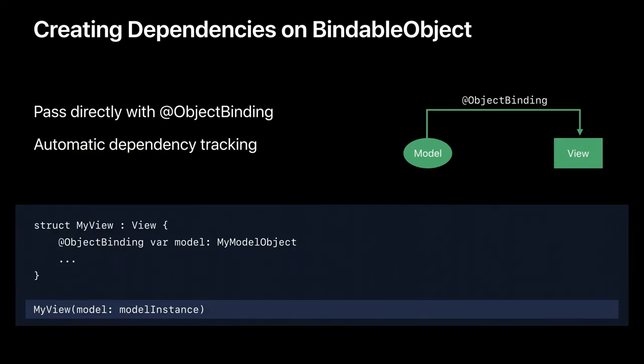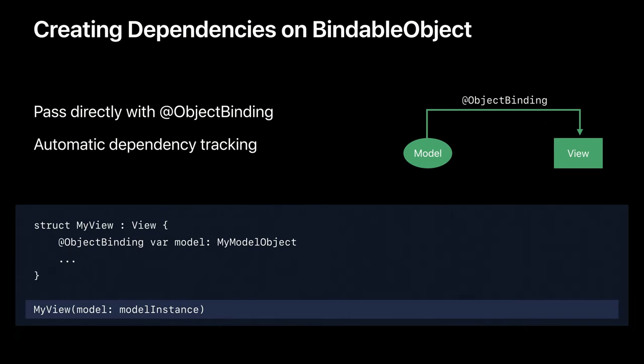So I want to pause and take careful note here. Because views in SwiftUI are value types, anytime you're using a reference type, you should be using the object binding property wrapper. This way, the framework will know when that data changes and can keep your view hierarchy up to date. So that's how to create a dependency using object binding on a bindable object.